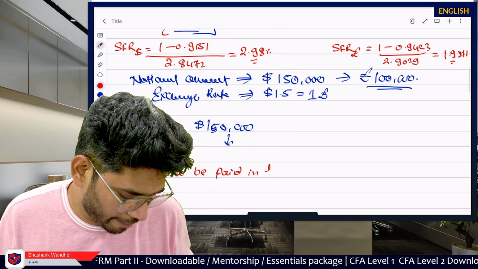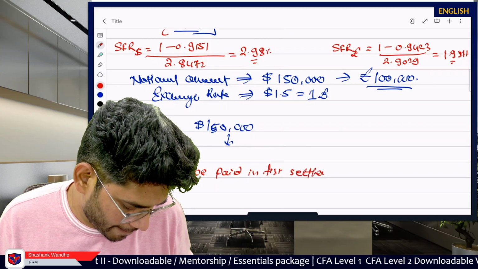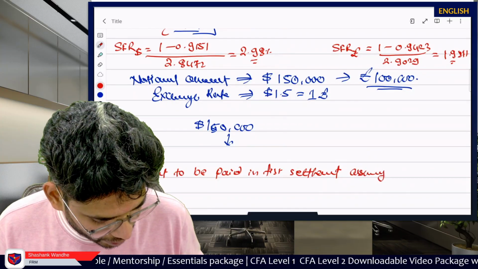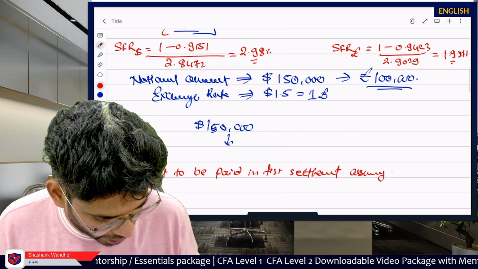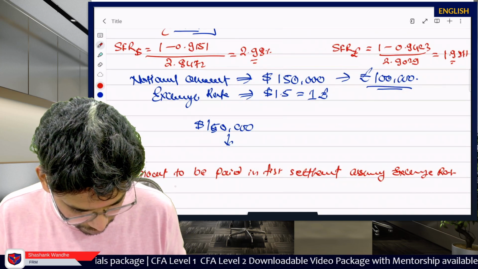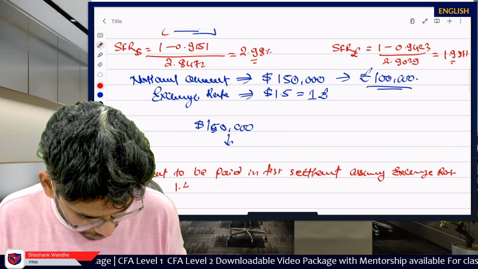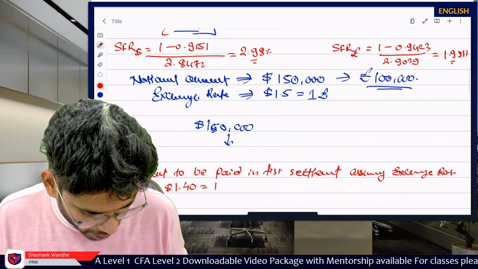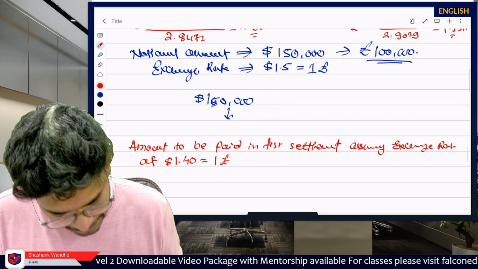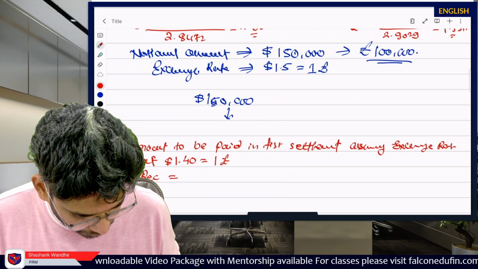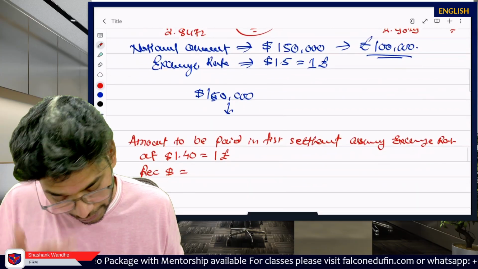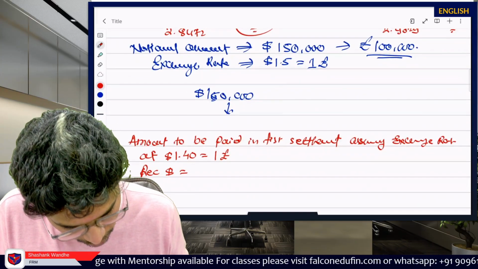In the first settlement, we will assume the exchange rate of $1.40 is equal to £1. This is the exchange rate we are assuming. Now the answer is simple. Receive the dollar, based on this particular rate 2.98%, and your principal amount is $1,50,000.